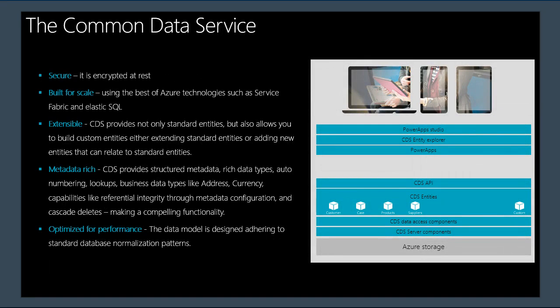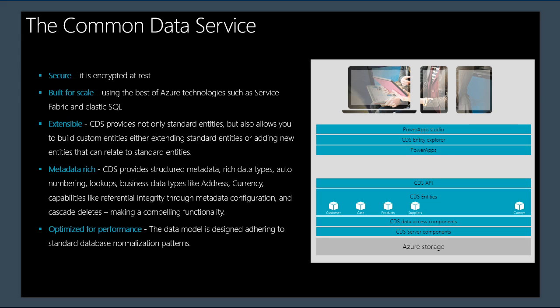Okay, so kind of a summary of the Common Data Service. First of all, it's secure. We're going to build it with all the security methodology that we use for all our other services. It's built for scale, as we're building it out using all the service infrastructure that we use for other services like Power BI or for Dynamics AX. We're using all the same infrastructure components, the same operations processes. So it's built for scale.